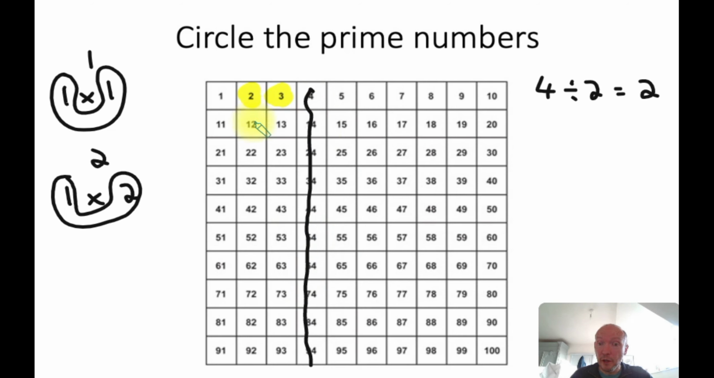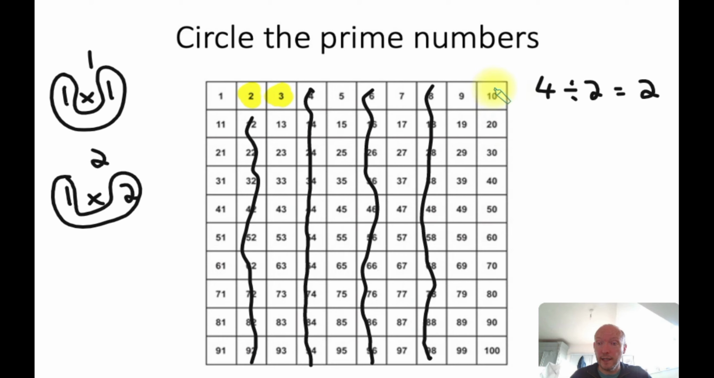Likewise, apart from number 2, nothing in this column here can be prime because they end in a 2, and therefore they're even numbers. Can't divide them by 2. Likewise, nothing here or anything here or anything here. Now, that's not to say that all these numbers therefore are prime. Many of them definitely aren't prime, but it's good to reduce the number of numbers we've got to worry about if we remember that all even numbers, apart from 2, cannot be prime because they can be divided by 2.